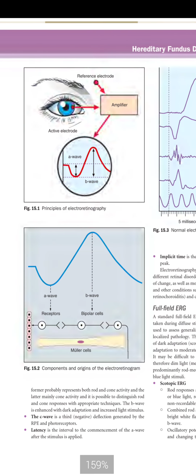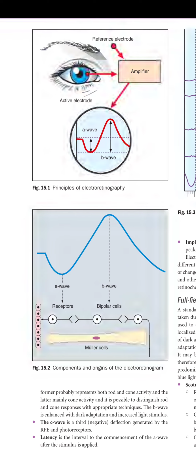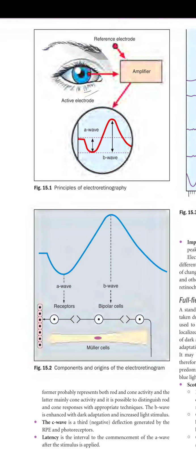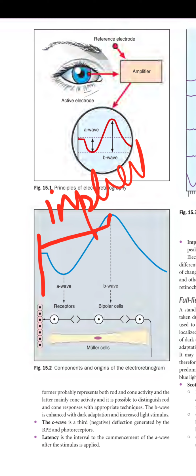The latency is the interval to the commencement of the A wave after the stimulus is applied. So if the stimulus is applied here and this is the commencement of the A wave, the interval is known as the latent period. Implicit time is the interval from the stimulus to the B wave peak. So from the time of stimulus to the B wave peak is known as the implicit time.